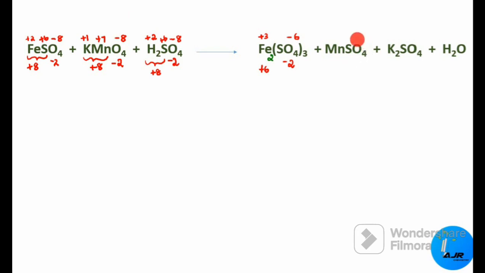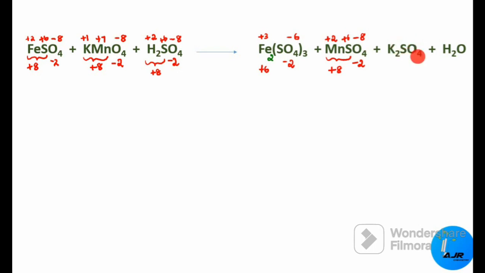Understood? Now we shall move on to MnSO4. How many oxygens are there? 4. What is the oxidation number of oxygen? It is minus 2. Since we have 4 oxygen atoms, it is minus 8. Since oxygen is having minus 8, the rest of the atoms will be having plus 8. For sulfur, it is plus 6. So the remaining manganese is plus 2. Understood? Now let us move on to the next one, that is potassium sulfate, K2SO4.